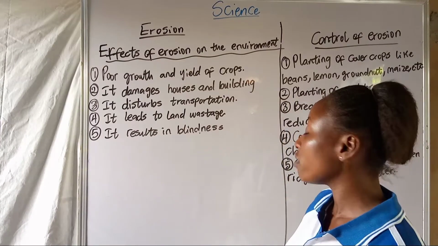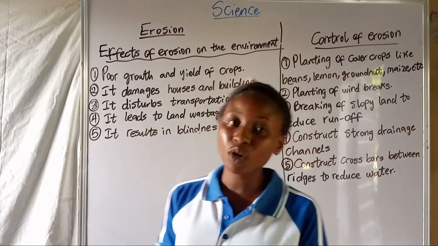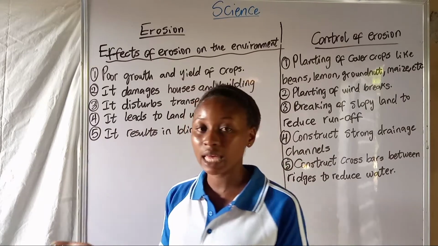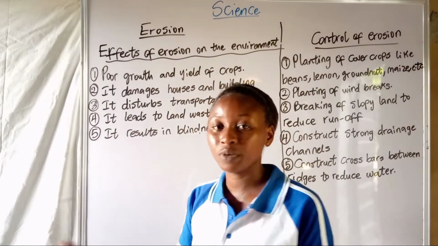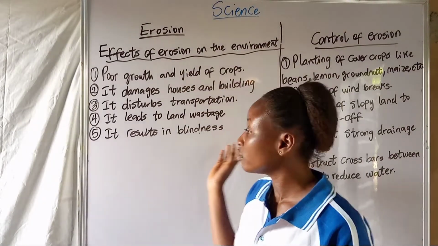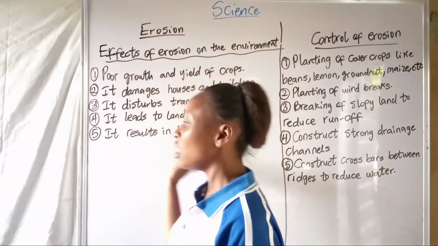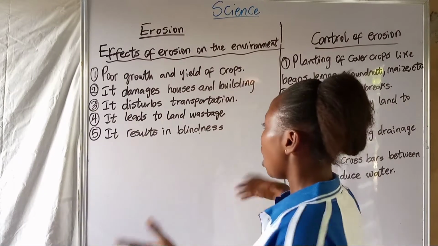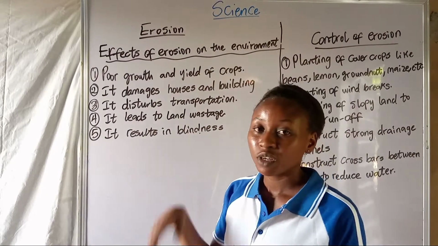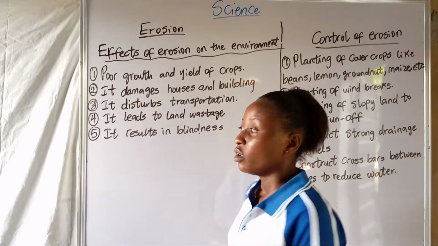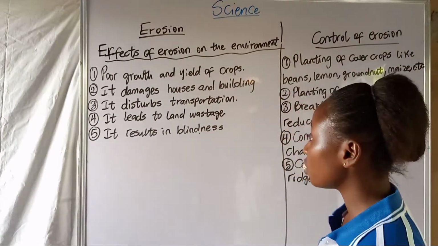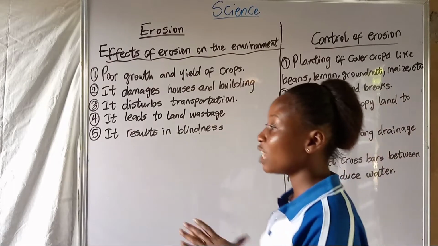Also, it damages houses and buildings. When erosion occurs, it damages houses and buildings. For instance, probably the house would break into pieces, or it will destroy some construction. Erosion causes a lot of damage. Also, it disturbs transportation. There won't be movements, everywhere will be blocked.